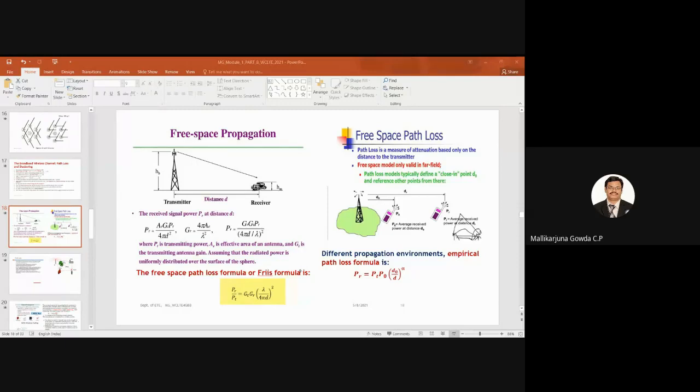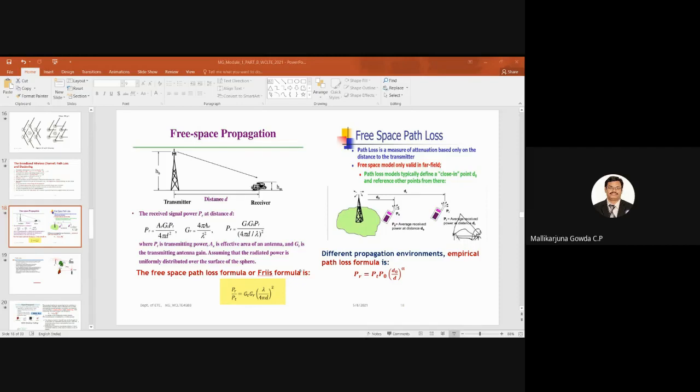So PR, the received power, is equal to the transmitted power, and then I wrote P naught into D naught by D to the power of alpha. Here alpha is the propagation path loss exponent. And to say what D naught and D are, it is written here. P naught is the measured path loss at a reference distance of D naught. So this P naught is the path loss measured at a distance of D naught. I have shown D naught here from the transmitter to the receiver. It is at a distance of 1 meter. Usually we consider D naught equal to 1 meter, so this is considered as a reference path loss.